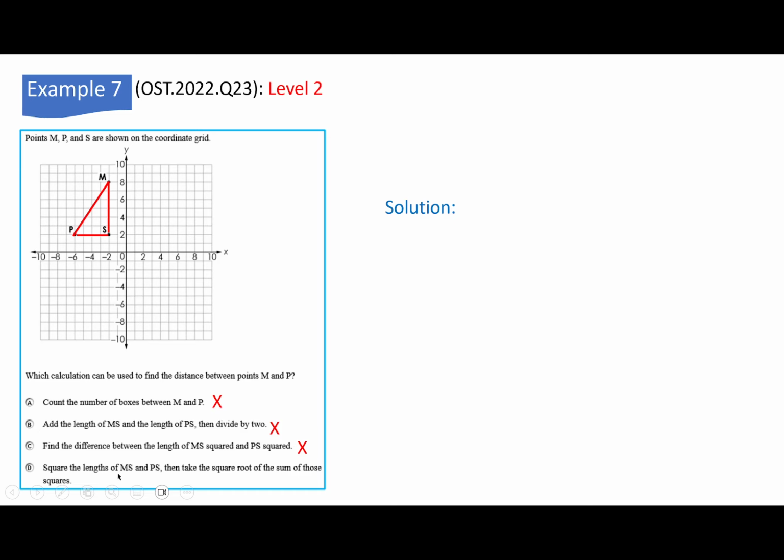Now look at this here. Square the lengths of MS and PS, then add them and get the square root of the sum. That's exactly the application of the Pythagorean theorem. So that would be your correct answer.